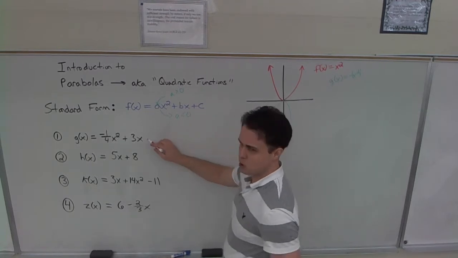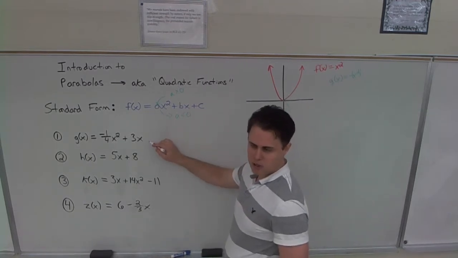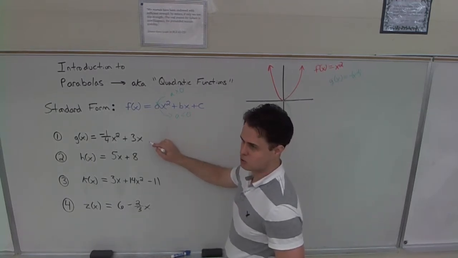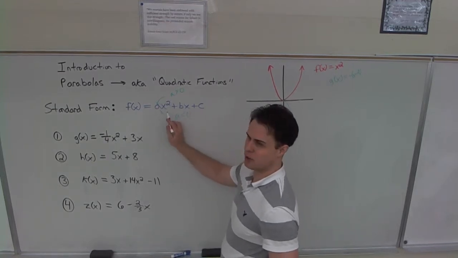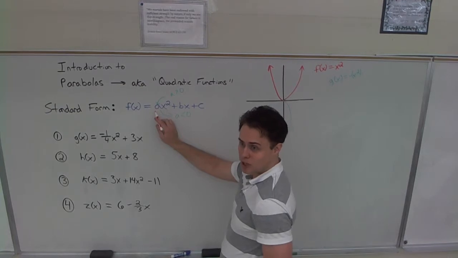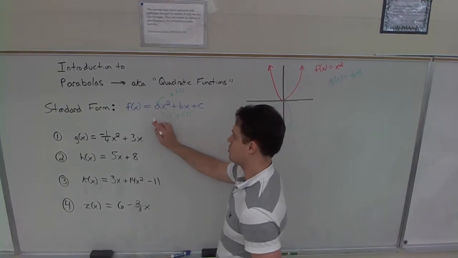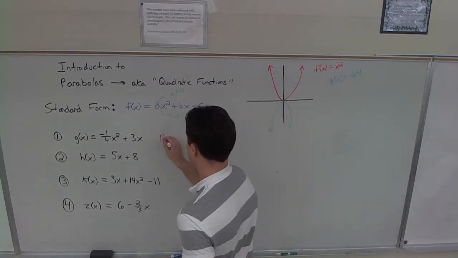It's missing the c term, right? But I think that's okay. We could just say c is equal to 0. What's the only thing it can't be missing in here if it's a parabola? The a, because it's got to have the x squared part. Very nice. Great. So this guy's a parabola.